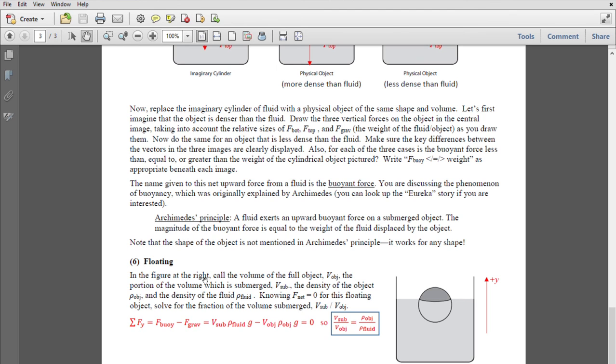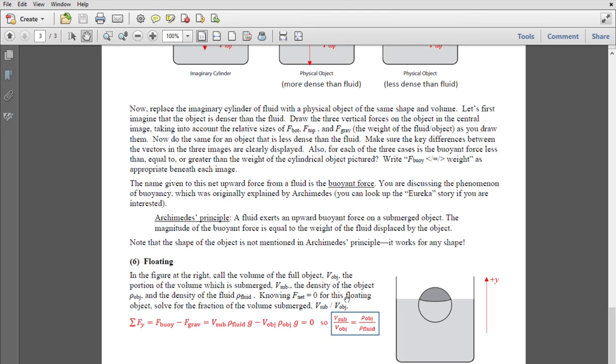Finally, there's something about an object floating. So here's a spherical object that's partially submerged. We're going to call the total volume of the sphere V object, and we're going to call the amount of volume that is submerged under the fluid V sub. And we're going to call the density of the object rho object, and the density of the fluid rho fluid.